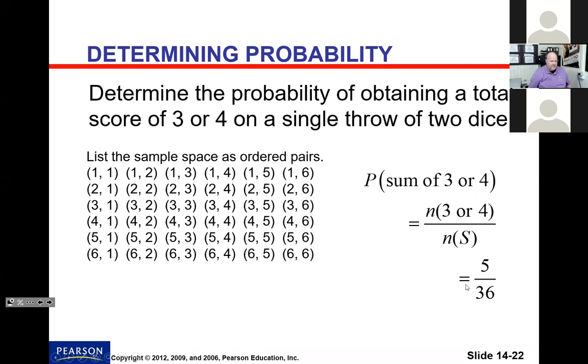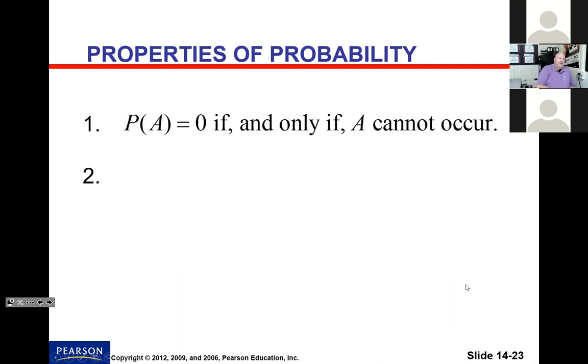A couple of key things, properties of probabilities. Let's just talk about those. The probability of A happening equals zero if A cannot occur. Let me give you an example. I have a six-sided die here. What is the probability of rolling a 7? It's zero, because there's no 7 on this die at all. So the probability of rolling a 7 cannot exist. It's kind of like a trick question.